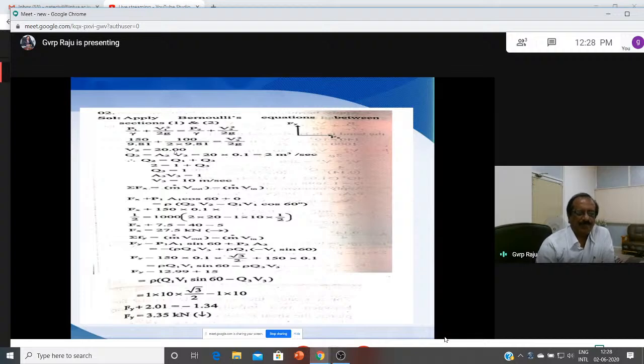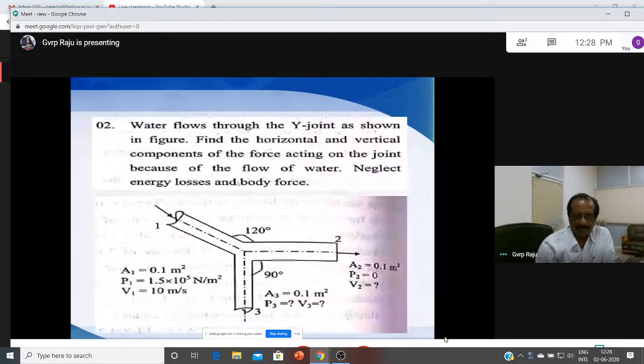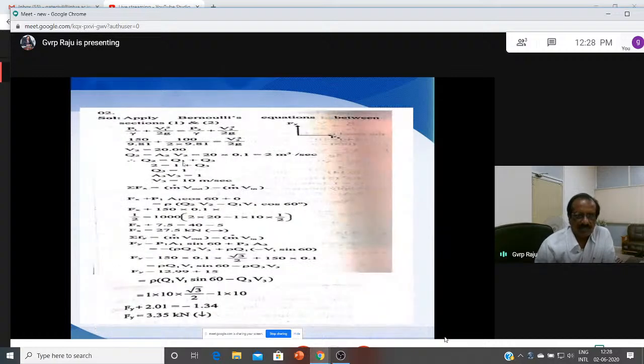And you can find out V2 here. Once V2 is known, you can get Q2. Q2 is equal to A2 V2, which is equal to 2 meter cube per second. And the equation here, the discharge Q2 is equal to Q1 plus Q3. So Q2 is equal to Q1 plus Q3.